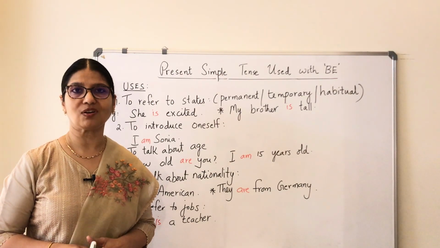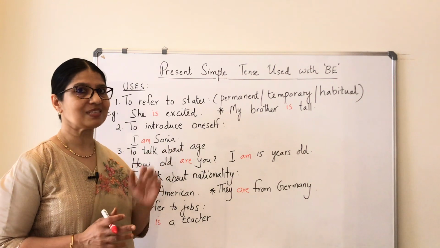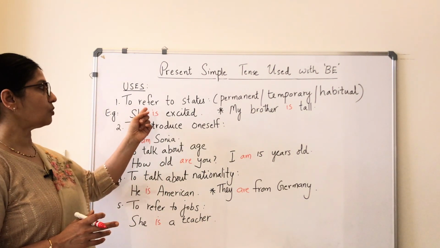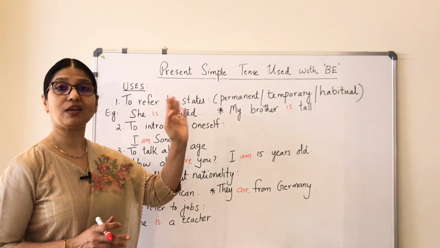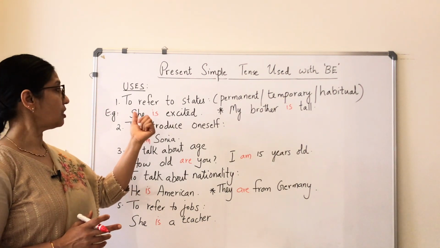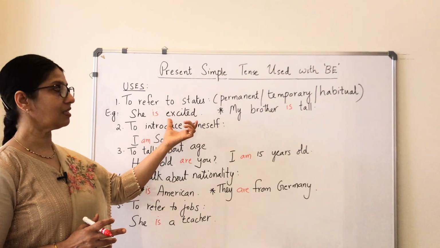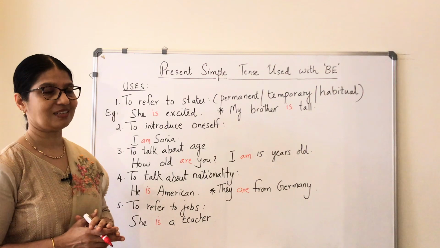Let's now focus on the different uses of be when used in present simple tense. Most importantly, be is used to refer to states that may be permanent or temporary or habitual. So here you have two examples. She is excited. This is a temporary state. My brother is tall, and that is a permanent state.